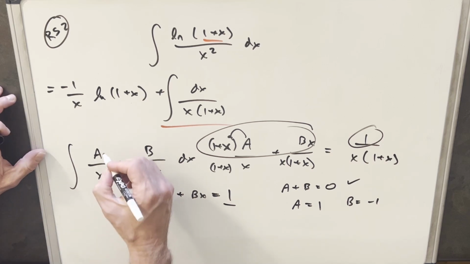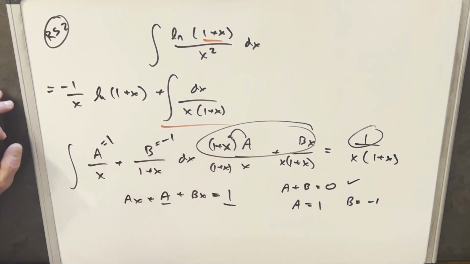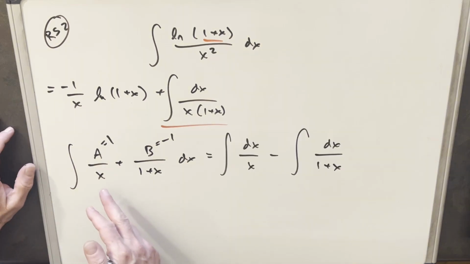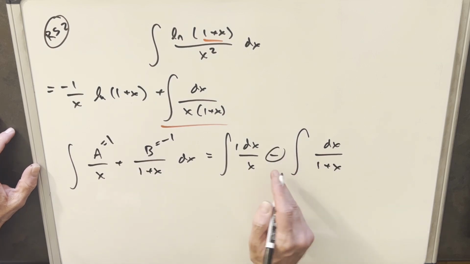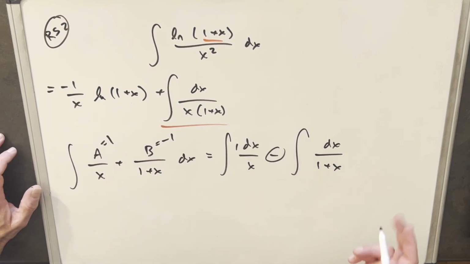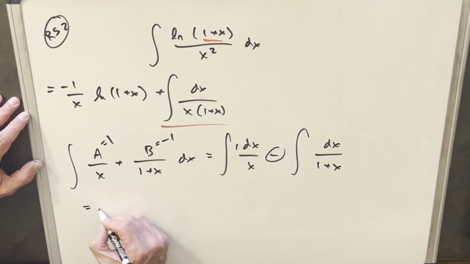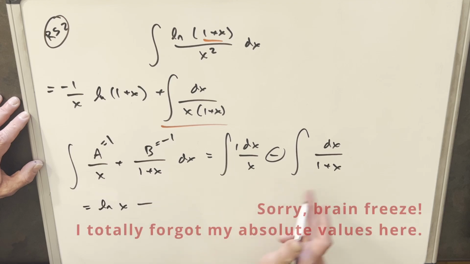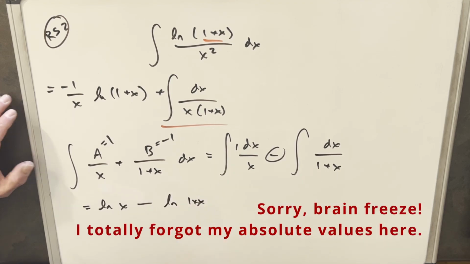So coming back to our integral over here, if our A is 1 and our B is minus 1, we can clean this up and put this in a form where we can integrate it. With a quick rewrite, we have our A equals 1 here, and this is our minus 1 from the B. Now this is going to be easy to integrate. The integral of dx over x is just ln x, minus, and the integral here is just ln(1 + x).